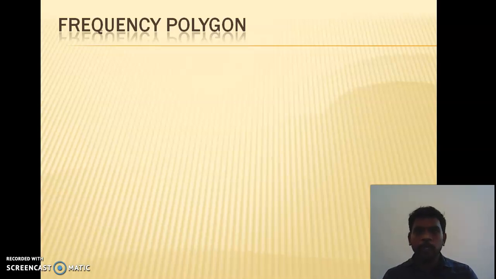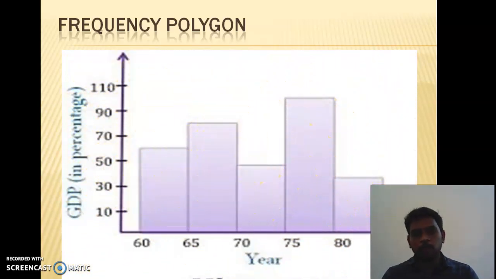So here you are going to learn what a frequency polygon is. The frequency polygon is nothing but a continuation of the histogram. Okay. So listen here. That is a histogram, isn't it? Here the x-axis is the year and the y-axis is the GDP, given in percentage. Okay, so whatever it is, leave the data. That is a histogram, right? Because the bars are drawn continuously here, without any gap. So that is a histogram.